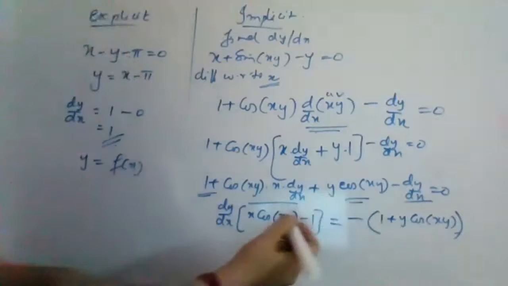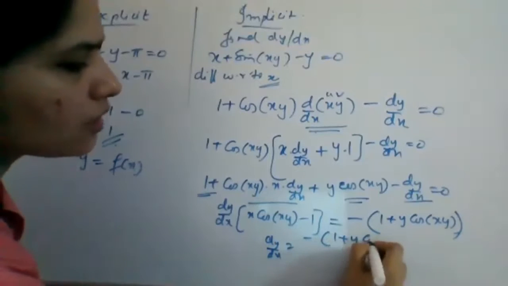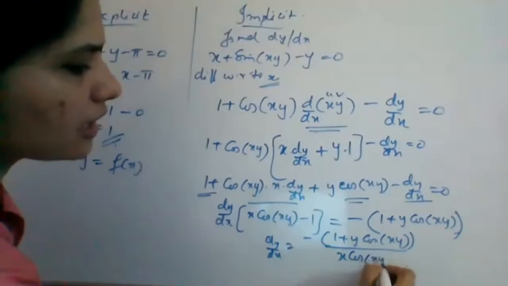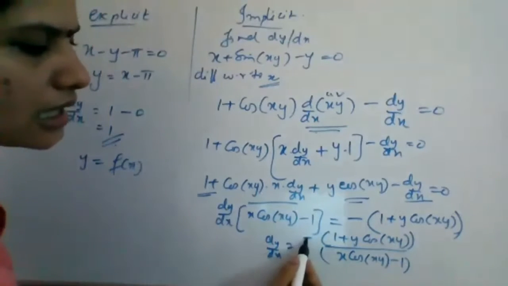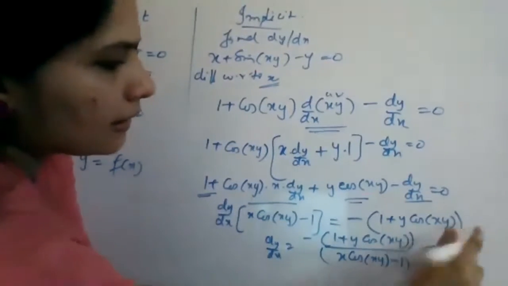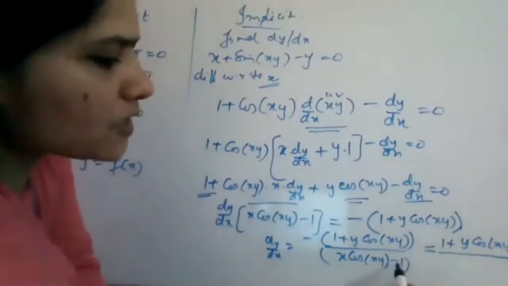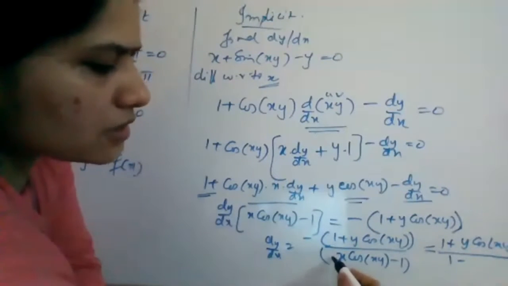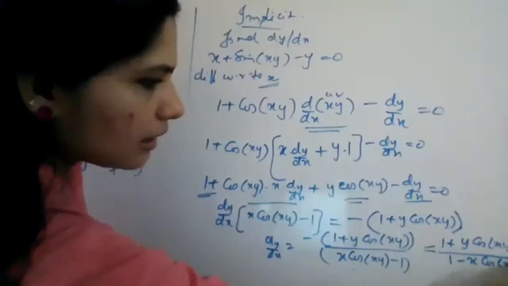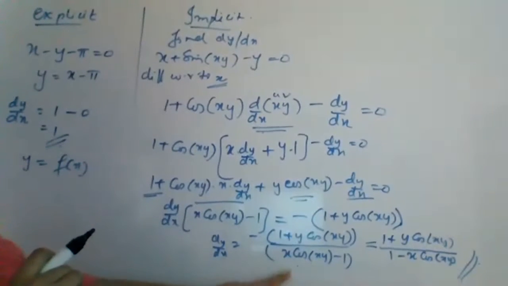Understood? Now you will write what is dy by dx. What is dy by dx? You will get it to be minus of 1 plus y cos of xy divided by x cos of xy minus 1. Now if you want, you can take this negative sign to the denominator and make it in a proper way. That means the numerator and denominator will look alike. How will it come? 1 plus y cos of xy divided by, this will become 1 minus x into cos of xy. This will be your final answer as your derivative. Understood this one?